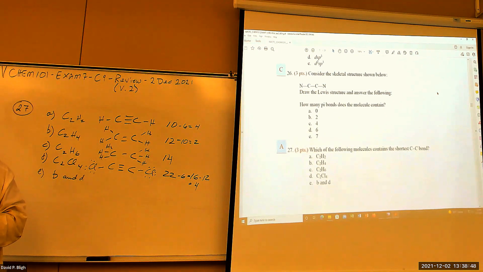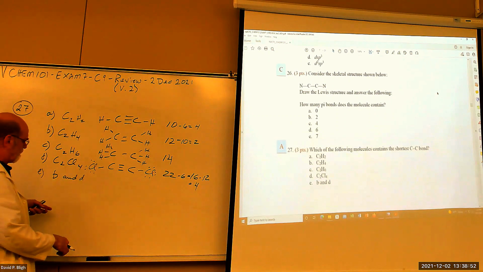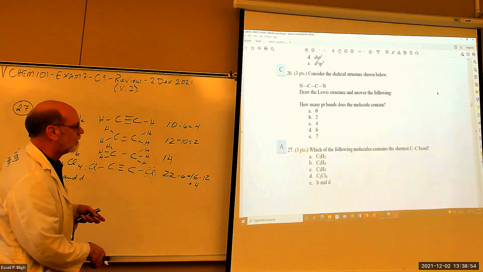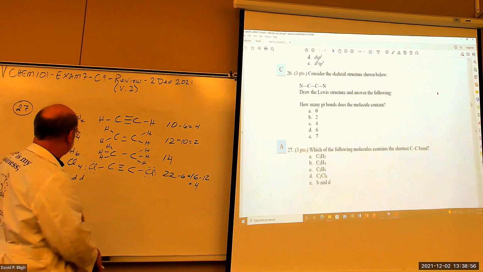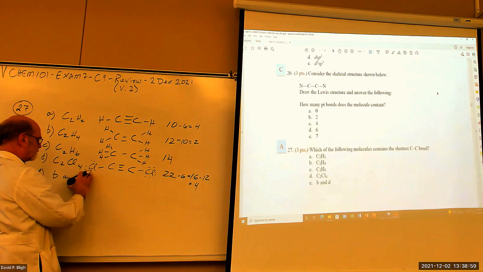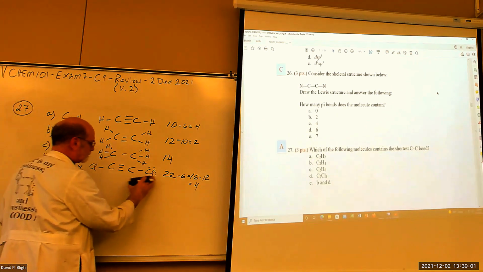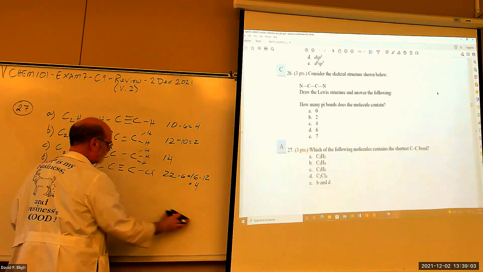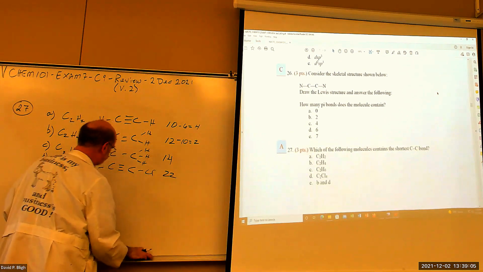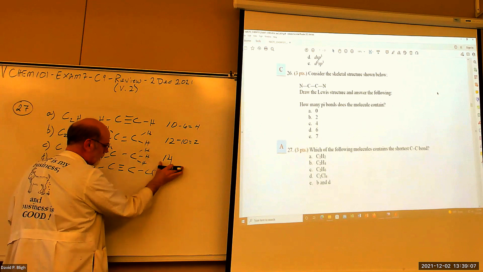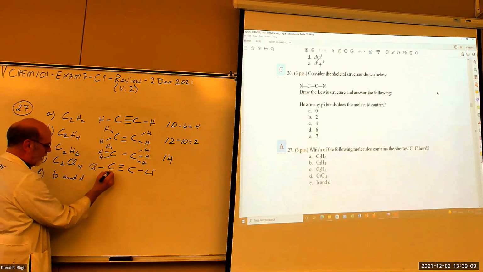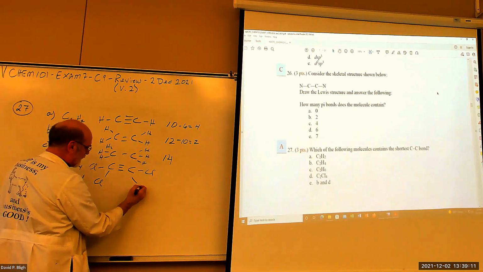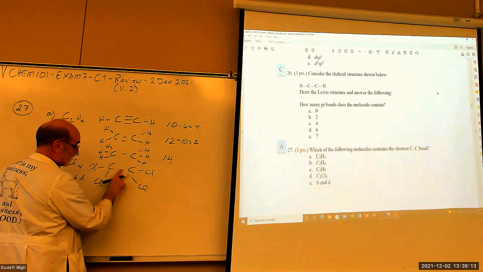Yeah. I just noticed this. I think you're missing two formulas on the fourth one B. So C2Cl4. Thank you. That's why it didn't work. Okay. Now it makes sense.